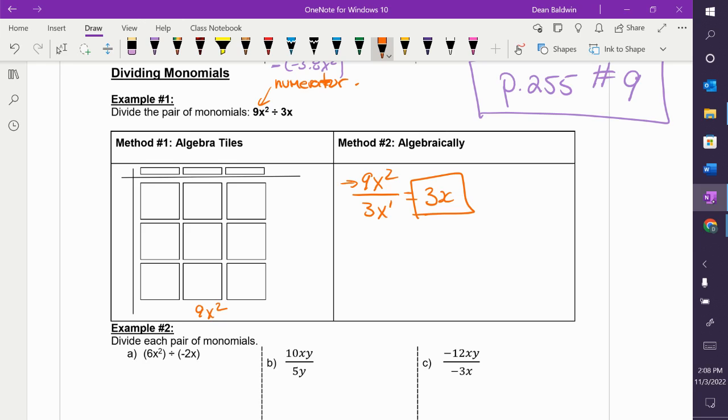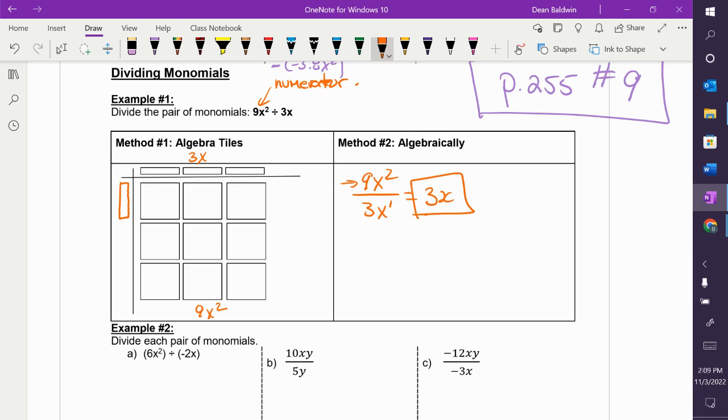We're dividing by 3x, which is this bit up here. I'm trying to figure out what goes in here. In other words, what do I multiply by this rectangle to get a full square? X. It has to be a rectangle, right? If you're looking at it from an algebra shape type of point of view.